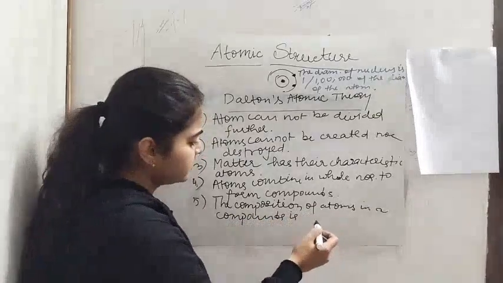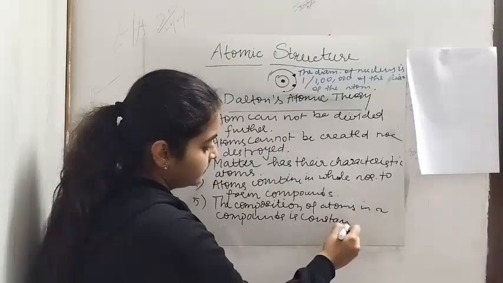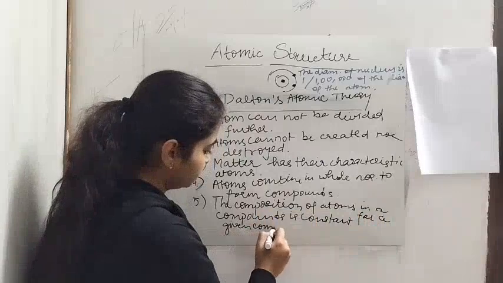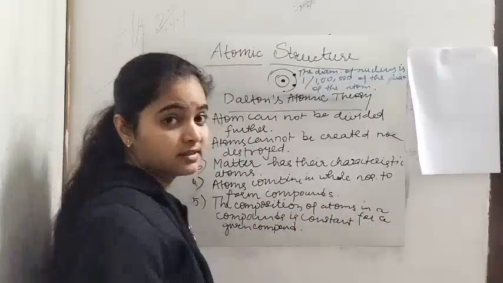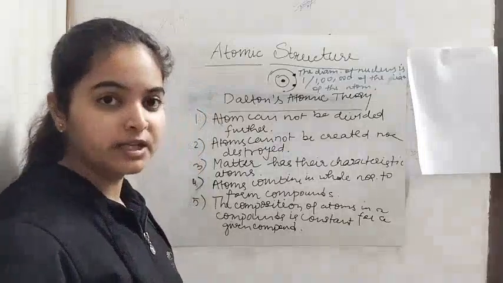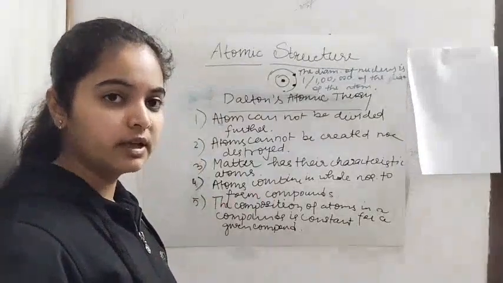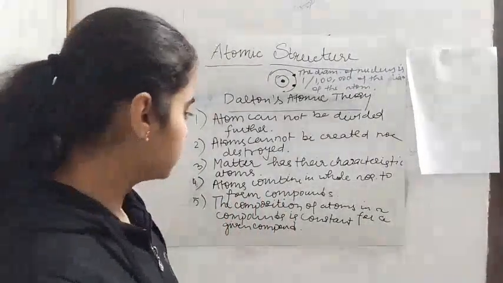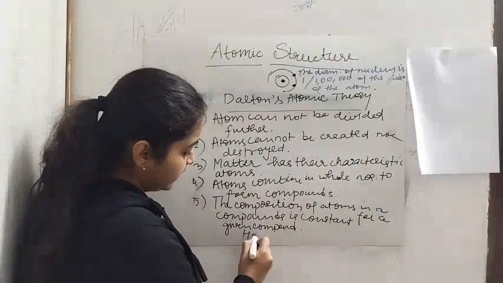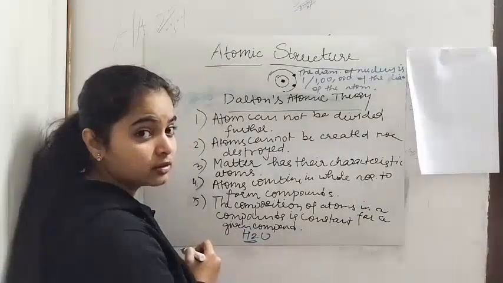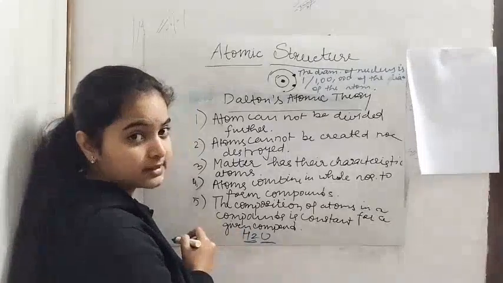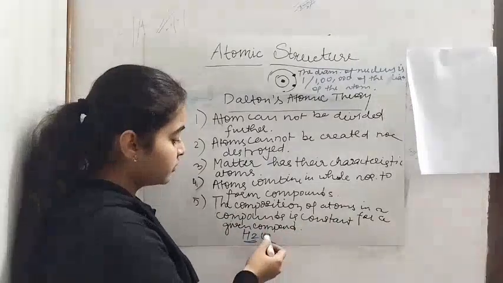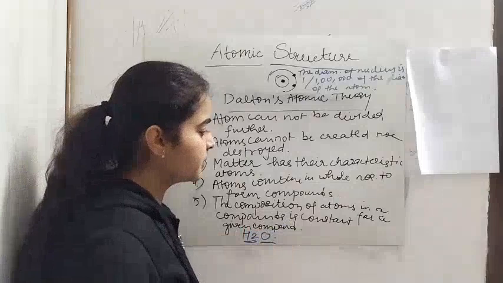Is fixed or constant, you can write, is constant for a given compound. What does this mean? This means that suppose we take the molecule of water, H2O. So there are two atoms of hydrogen and one atom of oxygen. So water has two atoms of hydrogen and one atom of oxygen. So this is constant. There cannot be three atoms of hydrogen or two atoms of oxygen. So this is constant. So this is the meaning of this point.